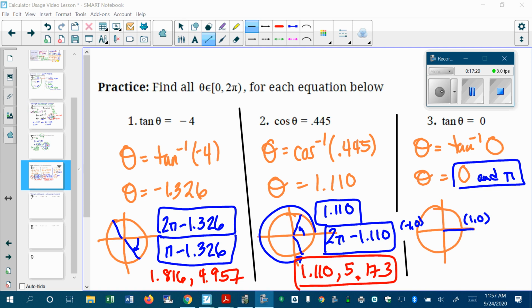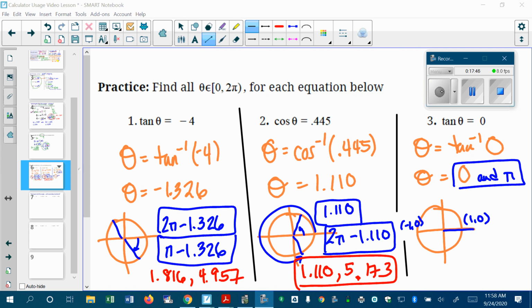Okay, here are solutions. I've left exact solutions, generally speaking, in a blue box, and the decimals I put in red. So for each of these, you do the inverse because you're solving for an angle, and then you get one of the answers, and then you have to think about your unit circle and where the other angle with the same trig value would be.